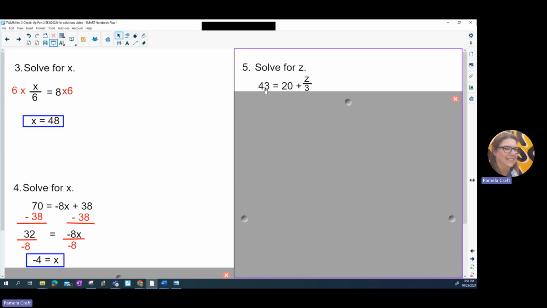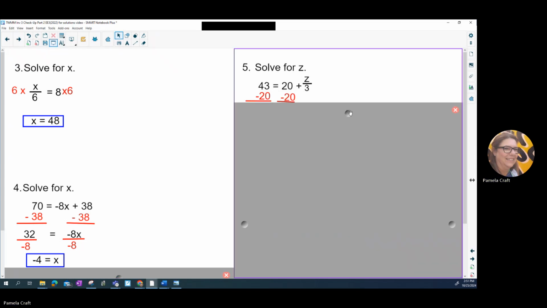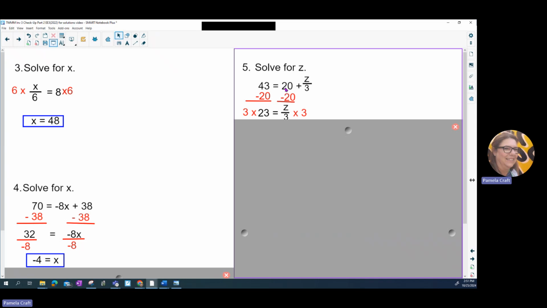Number 5, we have 43 is equal to 20 plus z divided by 3. Again, two-step equation. We have addition and we have division. So we're going to undo the addition first by subtracting a 20 from both sides of my equal sign. And again, I'm going to show my balance. 43 minus 20 is 23, and 20 minus 20 is 0, bringing down just the z over 3.